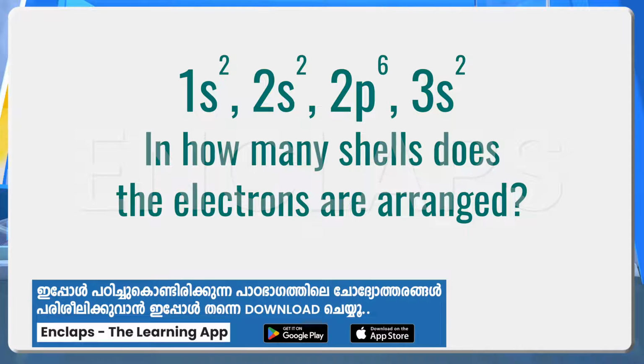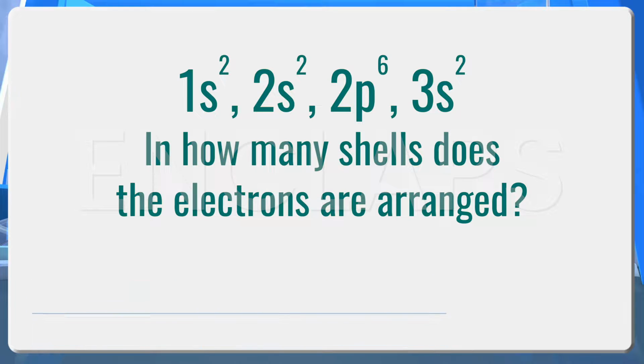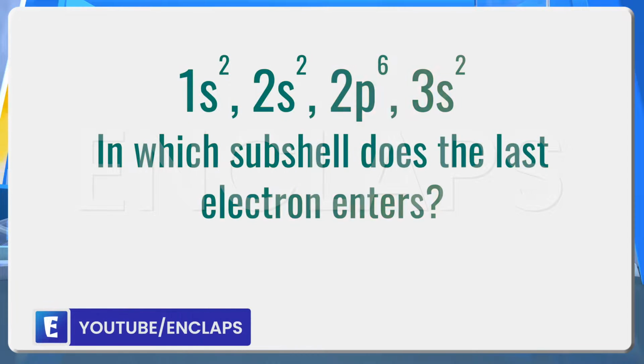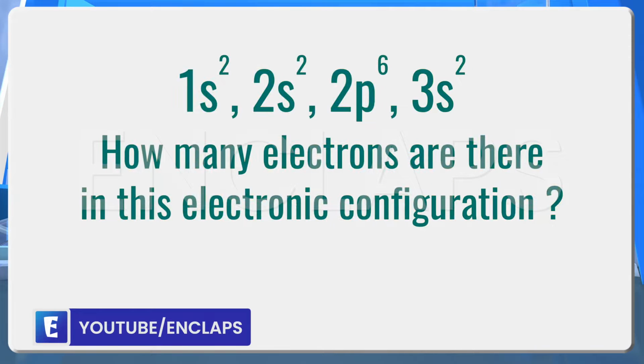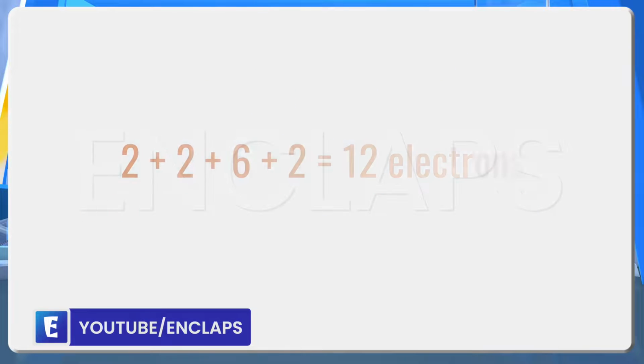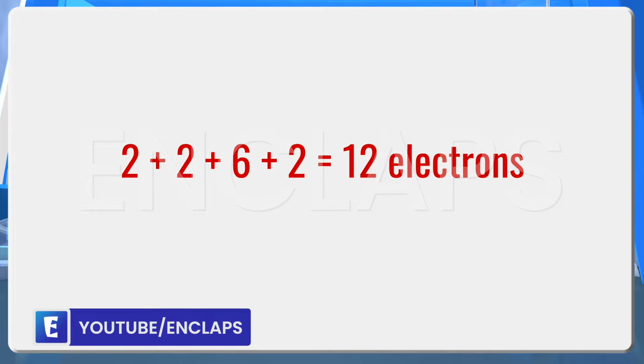As you look at this electronic configuration, you can understand that these electrons are arranged in 3 different shells, and they are K, L and M. Okay. The next question is, in which subshell does the last electron enter? Yes, the last electron enters the 3s subshell. Now, the next question is, how many electrons are there in this electronic configuration? You just have to count the number of electrons in each subshell, that is 2 plus 2 plus 6 plus 2. That is, there is a total of 12 electrons here.